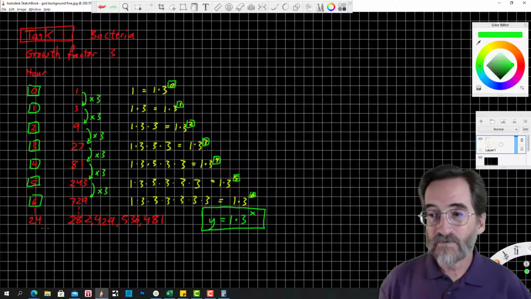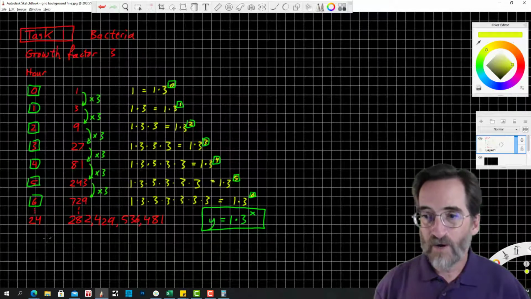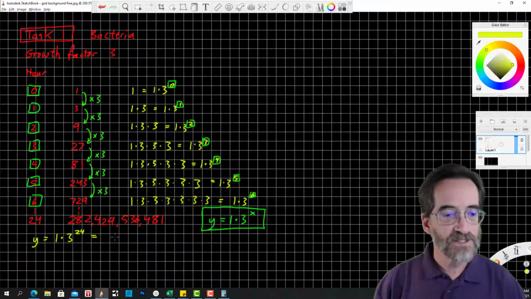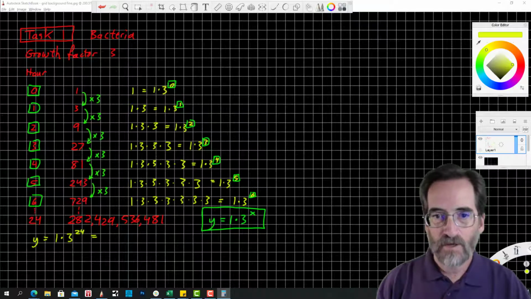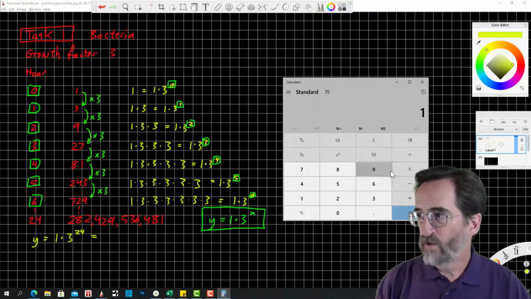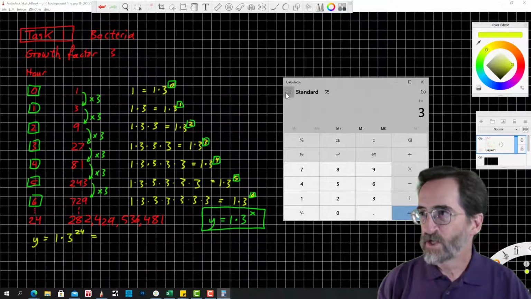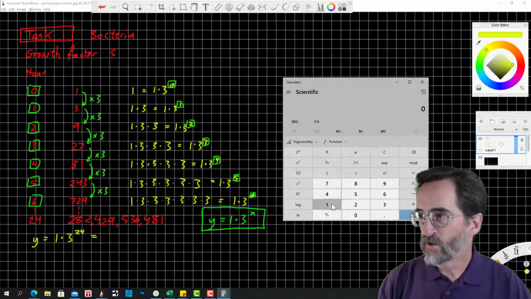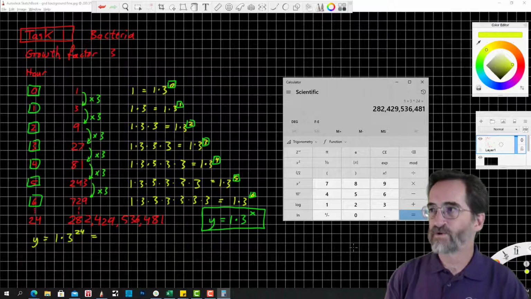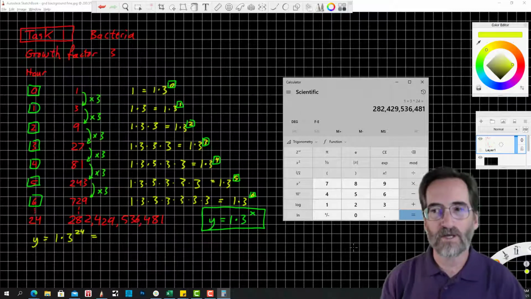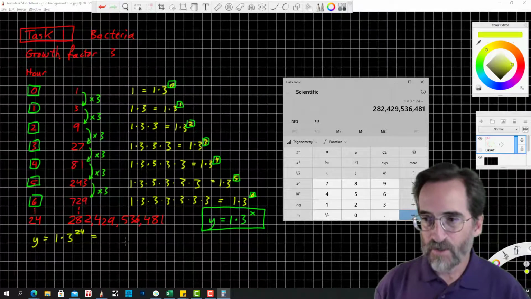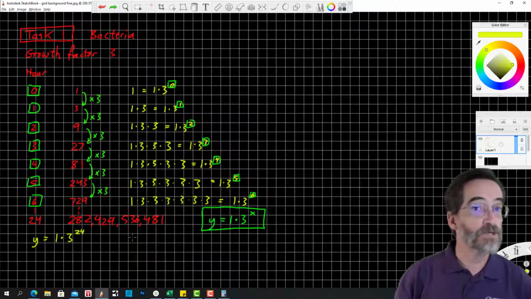All right, let's check it and see if it works in the case of our 24-hour example. So let's figure out y equals 1 times 3 to the power of 24 and see what my calculator does. All right, clear this. 1 times 3, and I'm looking for a y to the x. It doesn't have one, so I'm going to change to a scientific calculator. So I'm going to do 1 times 3, x to the y, 24, equals. And there's my number, 282,429,536,481. And that is much easier to calculate than it was to hit enter 24 times. Plus, I'm more sure of the result.